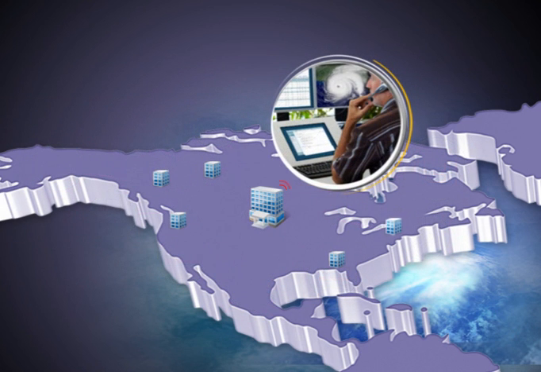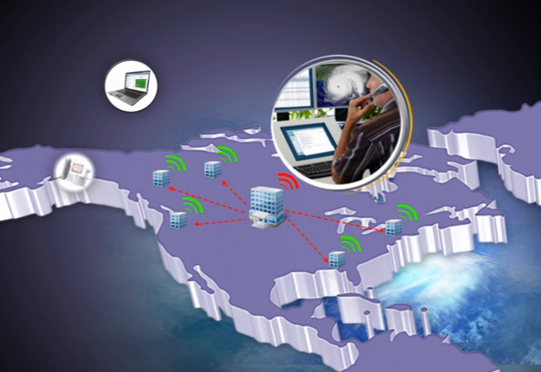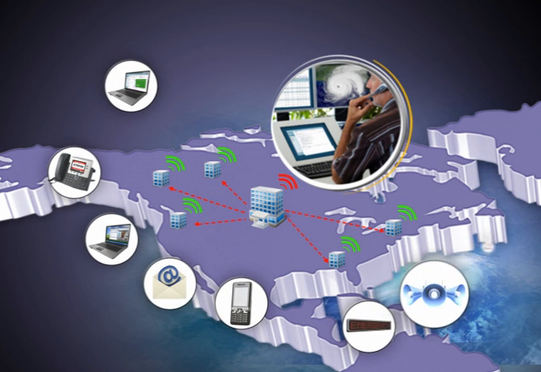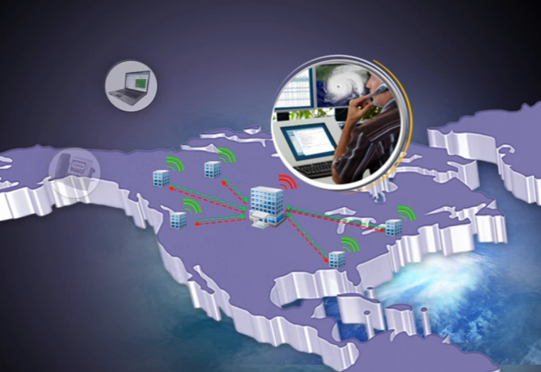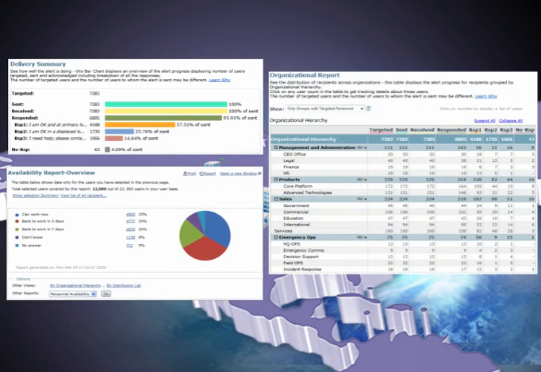AtHoc solutions can be deployed to support a single site or deployed in a centralized data center supporting a multi-site organization while catering to the needs of each location, capable of notifying hundreds of thousands of personnel in minutes. All alerting devices can be triggered either by a local site or centrally by headquarters. The system collects responses from all users, which can be viewed locally or across the entire enterprise.